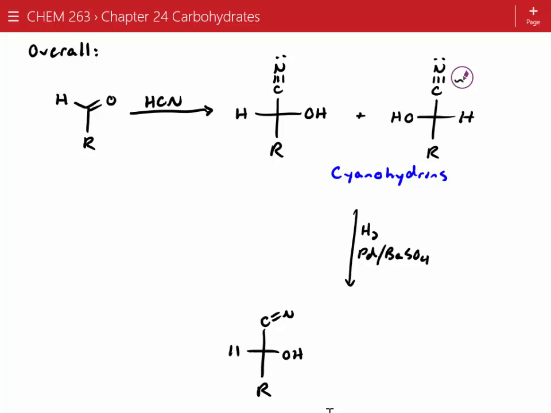Wait, why do you get 2 cyanohydrins from that? Because that cyanide group can attack from either the top face or bottom face. So you end up with 2 isomers coming out of this.